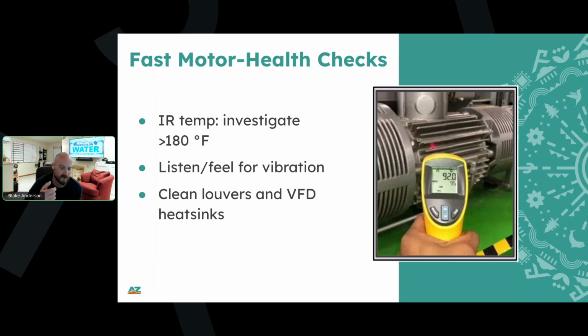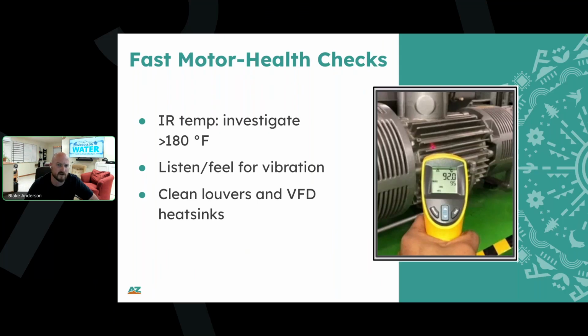getting one of those cheap infrared thermometers and monthly logging the reads for that, listening for your bearings, feeling for vibration. I like, for a monthly check, the idea of pulling your amp draw while everything's running and just logging that stuff over time. It can tell you a lot. And I would recommend investigating if you see your surface temps get over like 180 degrees on your motor housing, on your heat sinks for your VFD, and then just be sure your building should be clean.